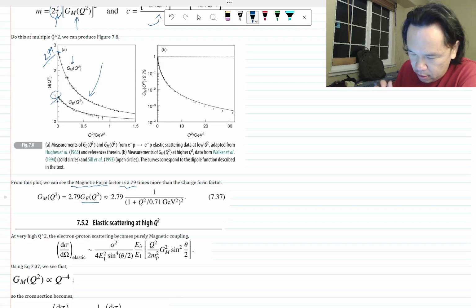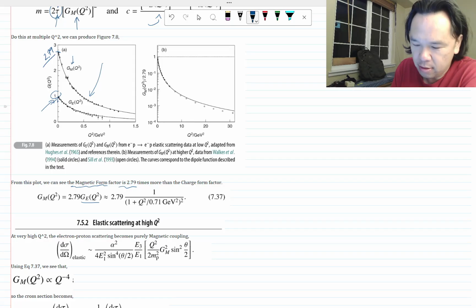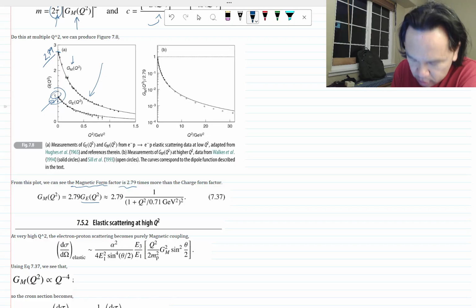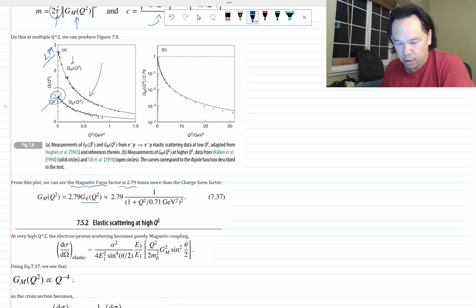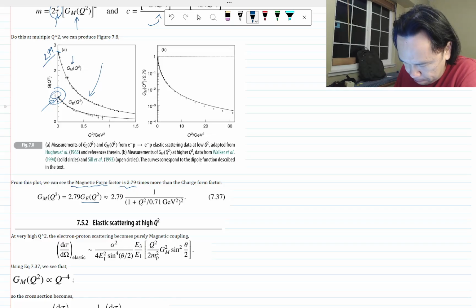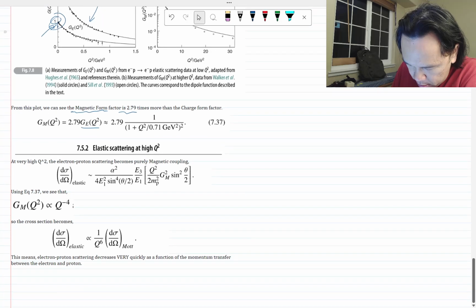So you can pick one of these to be normalized to some number. We could have picked the magnetic to be normalized to 1, but then the electric would be whatever 1 divided by 2.79 is. But we decided that it just makes more sense for the electric to be normalized to 1. Okay, so let's wrap up here.